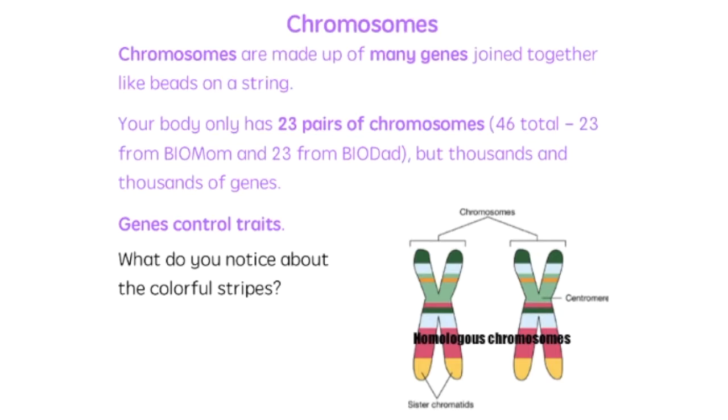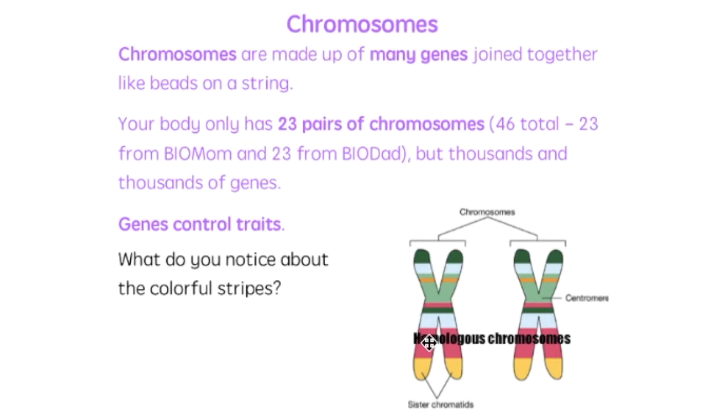Chromosomes. So we've talked about chromosomes before, but we'll give you a little bit more information here. Chromosomes are made of many genes joined together like beads on a string. So if you look at the chromosomes here, the stripes, you could consider each different color stripe codes for different genes. So within those chromosomes, they can code for a lot of different things. Your body only has 23 pairs of the chromosomes, 46 total. So 23 came from your biological mother, 23 came from your biological father, and thousands of genes on each of those chromosomes. And as you know, genes control traits.